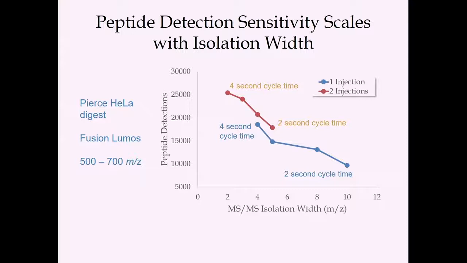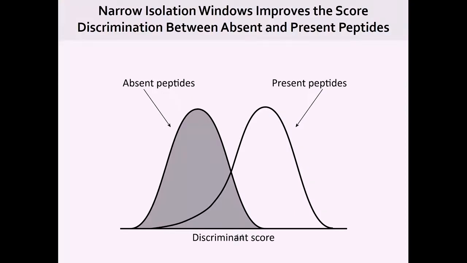So people often ask, well, why is it that we're able to get more peptides per detection when we narrow the isolation windows? It largely comes from the discriminant score. So if we have a score that we're calculating for those that are present versus those that are absent, normally, of course, we set some given false discovery rate. In this case, it's really restrictive, it's a 0.1% false discovery rate.